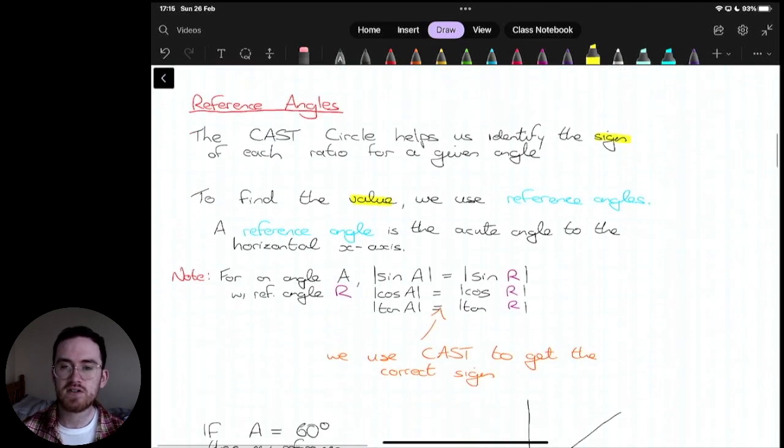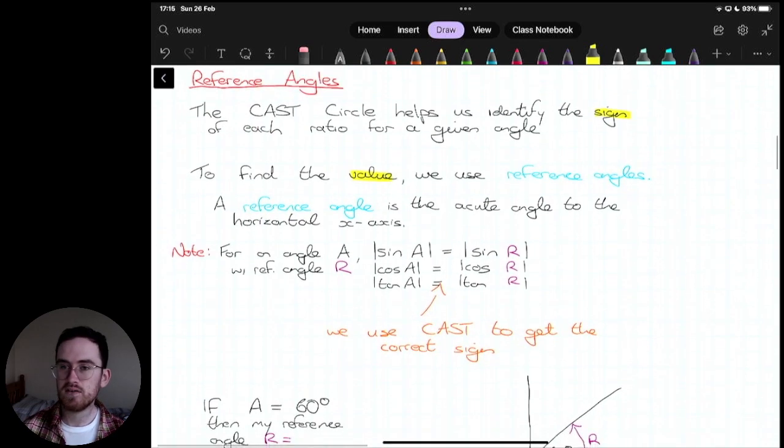So as we've said here, the CAST circle helps us identify the sign for each ratio, so whether it's positive or negative, but to find the value we use what we call reference angles. And a reference angle is the acute angle to the horizontal x-axis. So the horizontal x-axis, really, really important. And for any angle, if I have angle A there, for example, sine of A is equal to sine of R, my reference angle. And you can see those two lines there meaning absolute value. So what I mean by that is the actual numerical value will be the same.